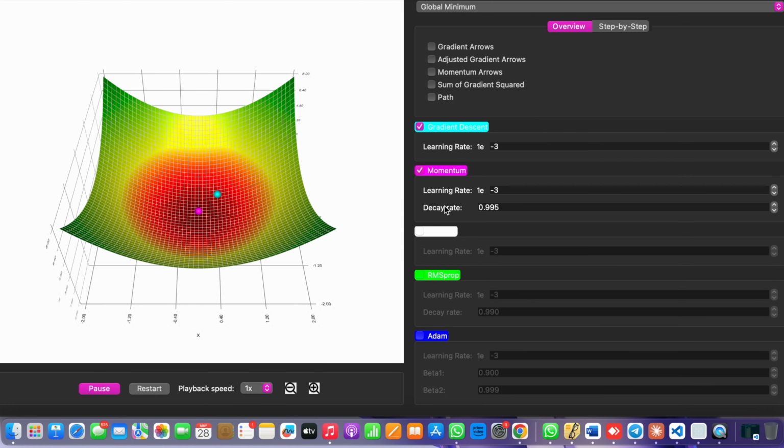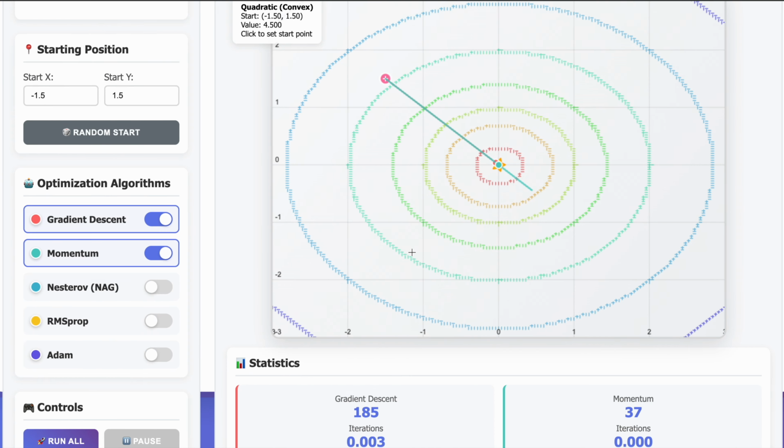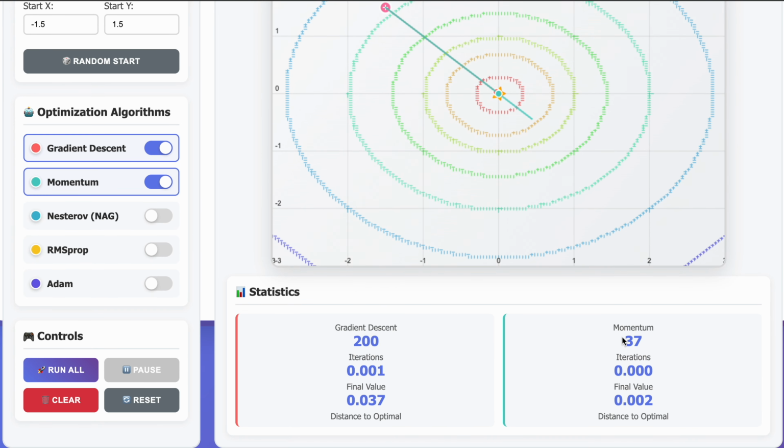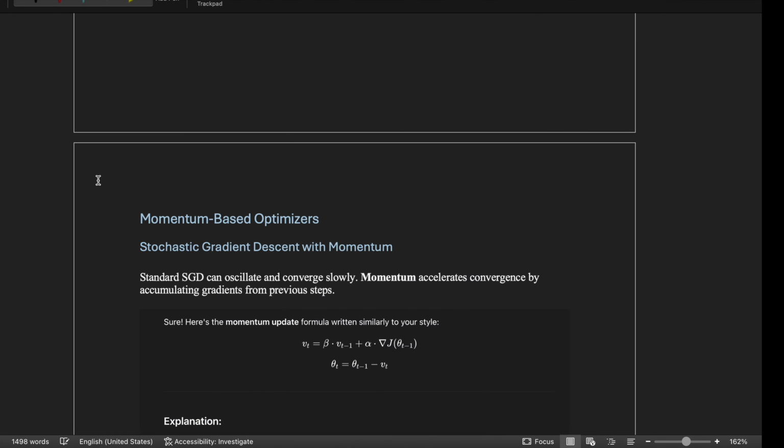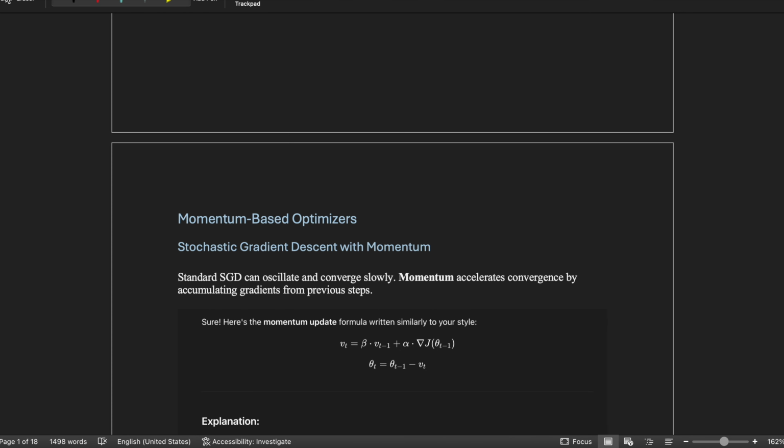You can see that momentum in this case converged faster than gradient descent. Momentum took just 37 iterations and it has converged, but gradient descent took 200 iterations to converge. So in this case, we can say that momentum proved better. Let's go through the theory of momentum, and then we'll look more at what's happening and how this works.